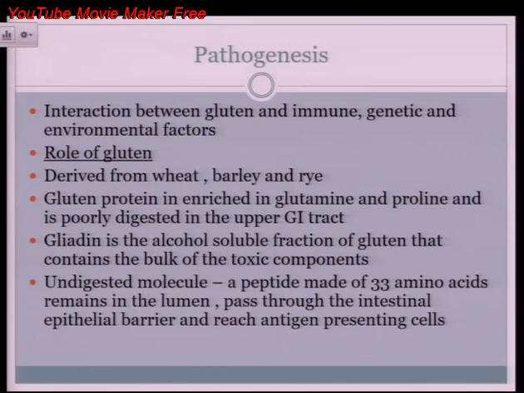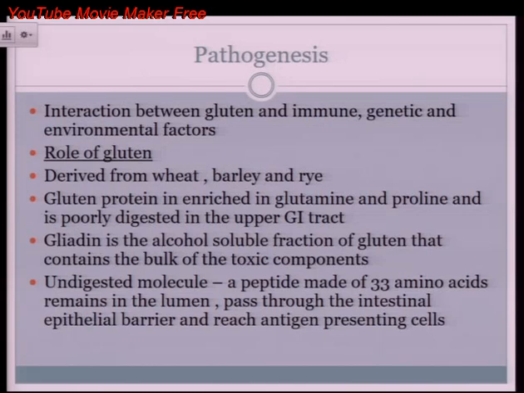So pathogenesis, it's basically this interaction between gluten and these immune, genetic and environmental factors implicated in the pathogenesis of celiac. So role of gluten. Gluten is derived from wheat, barley and rye. Gluten protein is enriched in glutamine and proline, and it's poorly digested in the upper GI tract. Gliadin is a component of the gluten molecule. It's a soluble fraction of gluten that contains most of the toxic components.